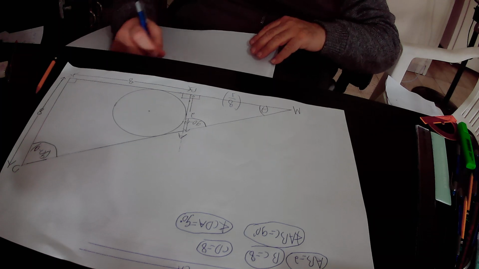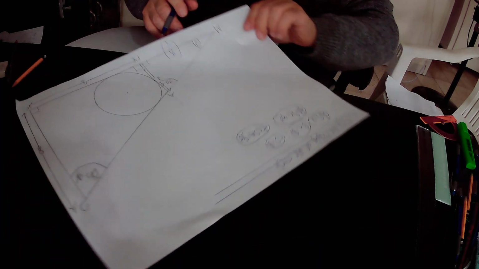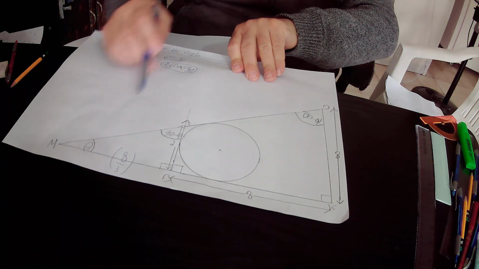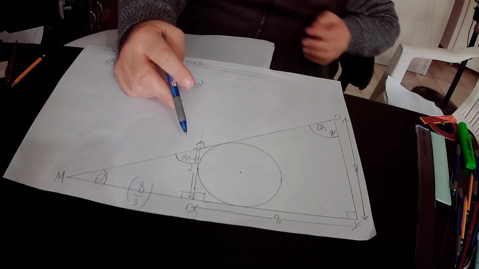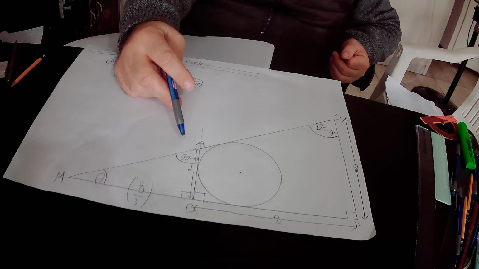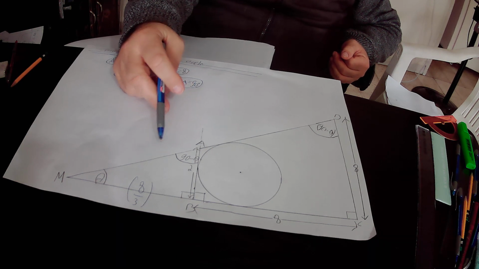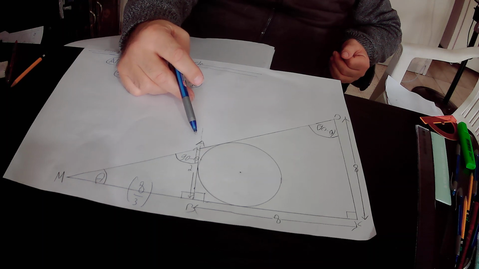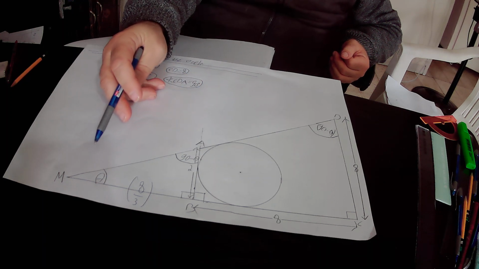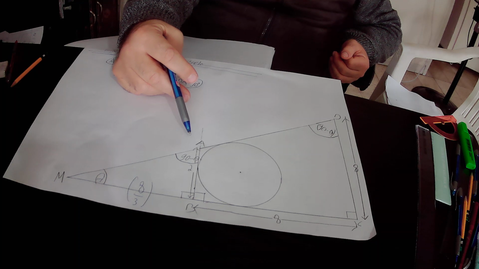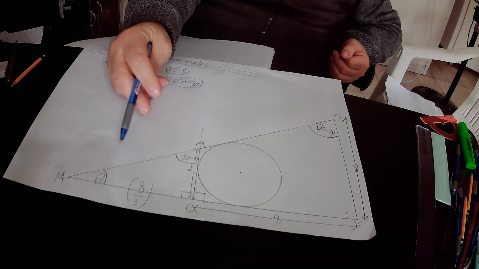In the next step, we'll focus on this small right triangle MBA, and we'll implement the Pythagoras theorem in this small right triangle MBA in order to find out the length of the hypotenuse AM. This is the only side that is missing here.